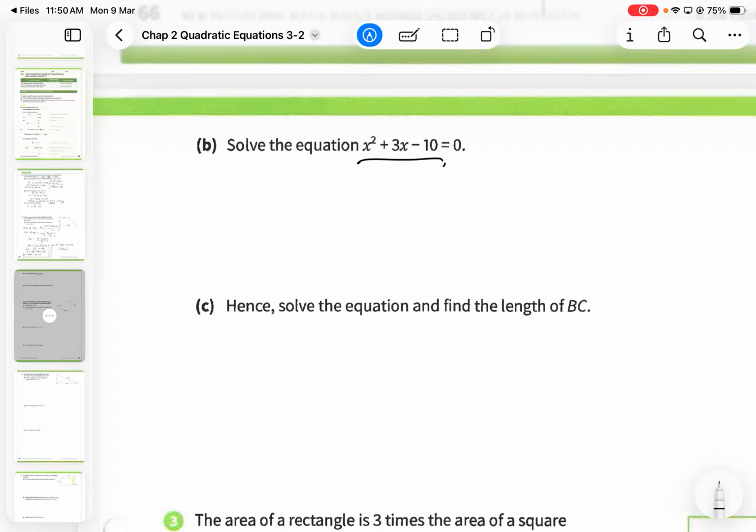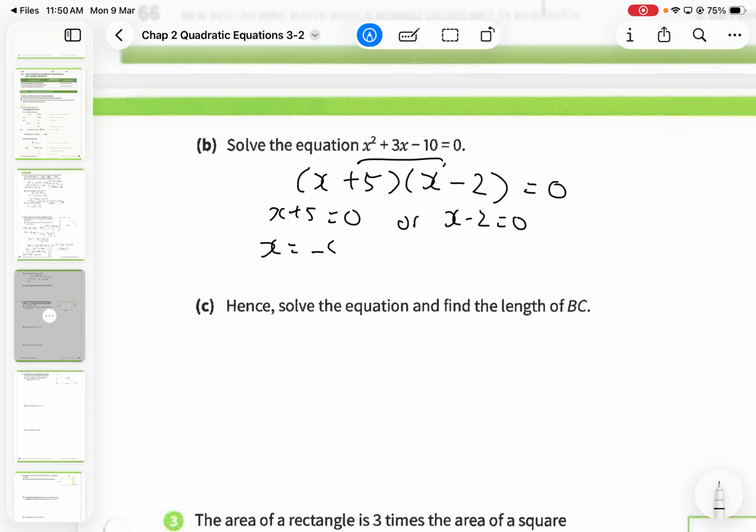When they never specify how to solve, you can use factorization, you can use quadratic formula. For me, I saw the factorization already. So I think use factorization for me faster. Then x plus 5 equals to 0 or x minus 2 equals to 0, x equals to minus 5 or x equals to 2.